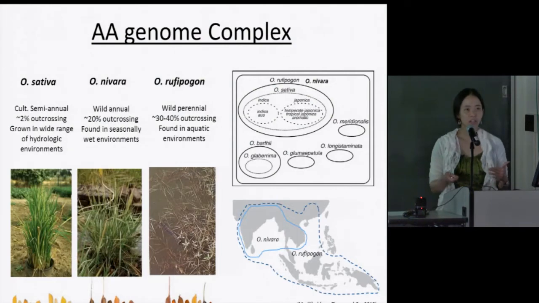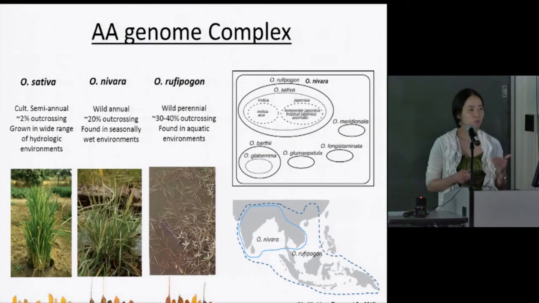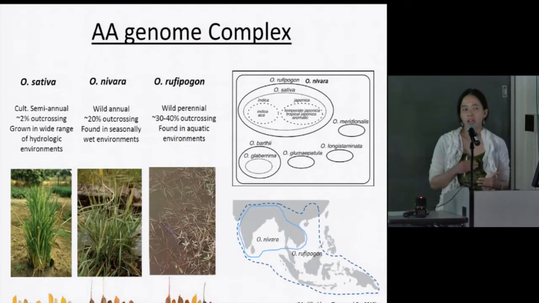What we're seeing in the direct ancestors are two different, what's been called species. Oryza nivara is the annual type. It's 20% outcrossing, and it's found in seasonally wet environments, like riverbanks or lake shores, where during the monsoon season or the wet season these plants will be inundated, but during the rest of the year they'll be growing in pretty much dry land. The sister species is a perennial, with a much higher outcrossing rate, and it's found in aquatic environments.